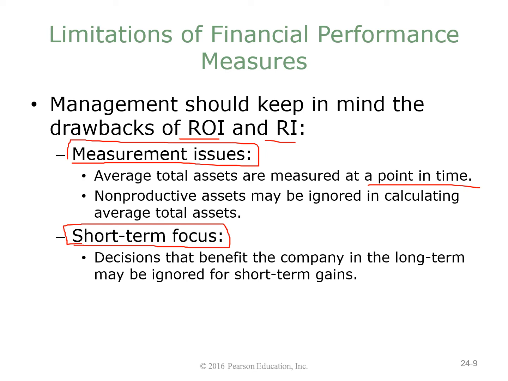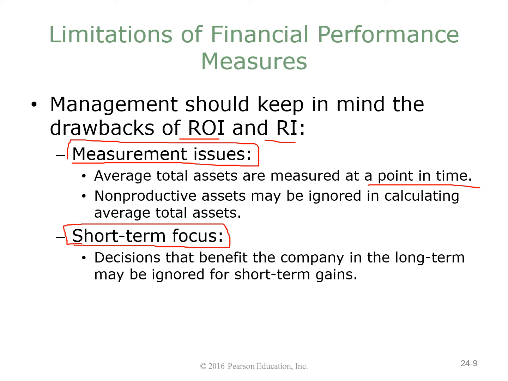Non-productive assets may be ignored in calculating the average total asset. Because if you are calculating the return on investment for the active assets only, the non-active assets will not be included. If we are using the total, again you are making a big mistake, because you are including the active with the non-active assets.